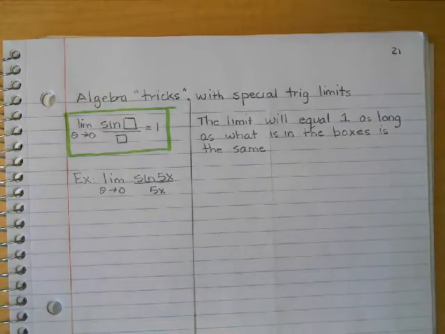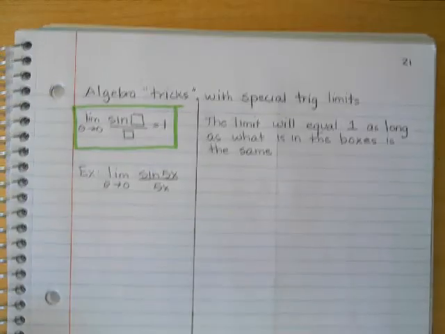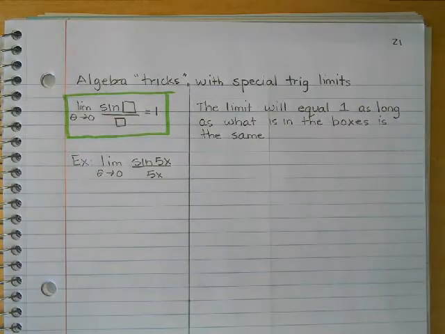Okay, so I am now on page 21. Page 20 had the notes that we finished off with in the last video. Now we're going to look at some algebra tricks with special trig limits. I call them tricks, but they're not tricks, they're algebra. It's really just thinking about things in a different way than you have before.